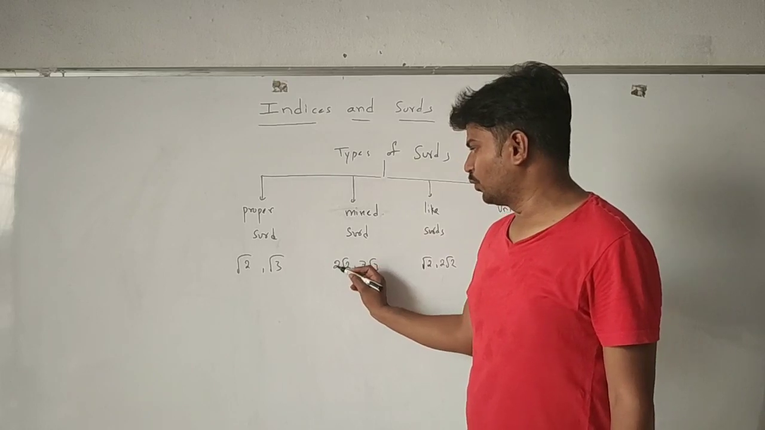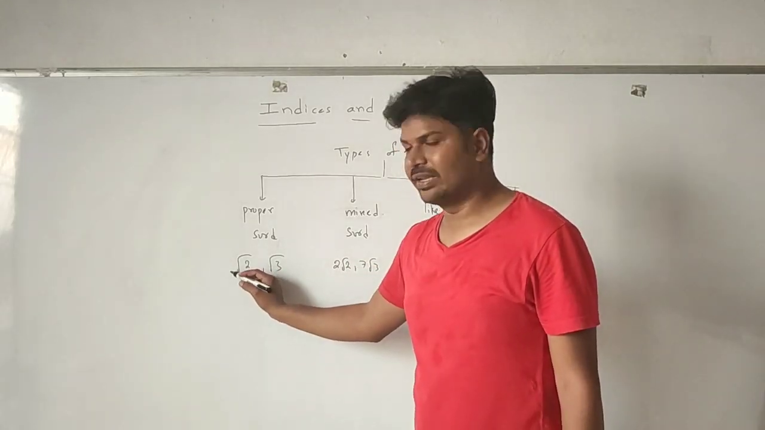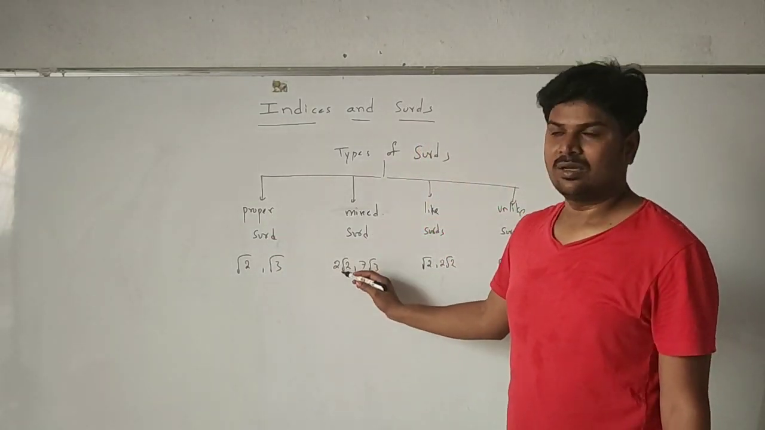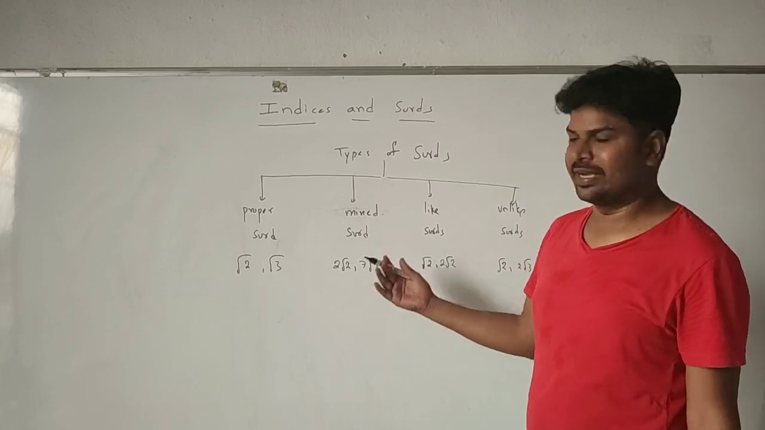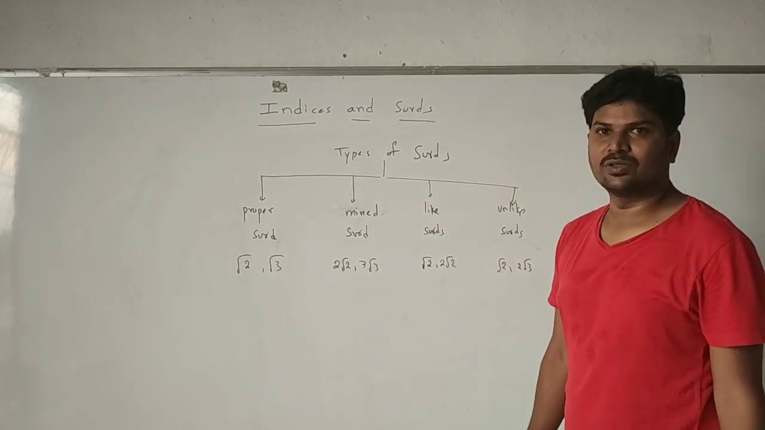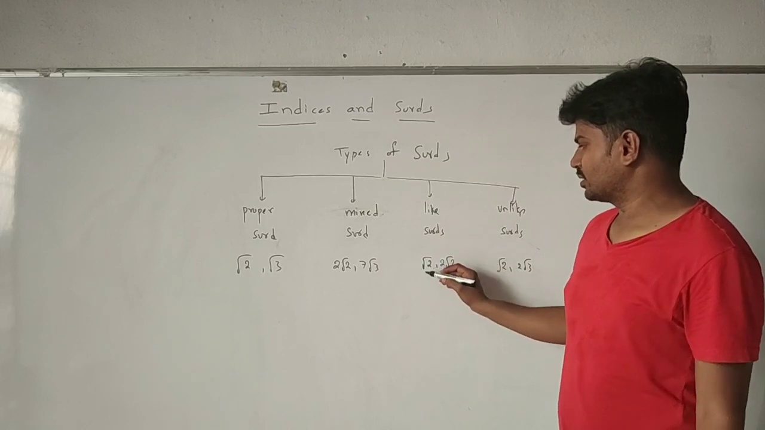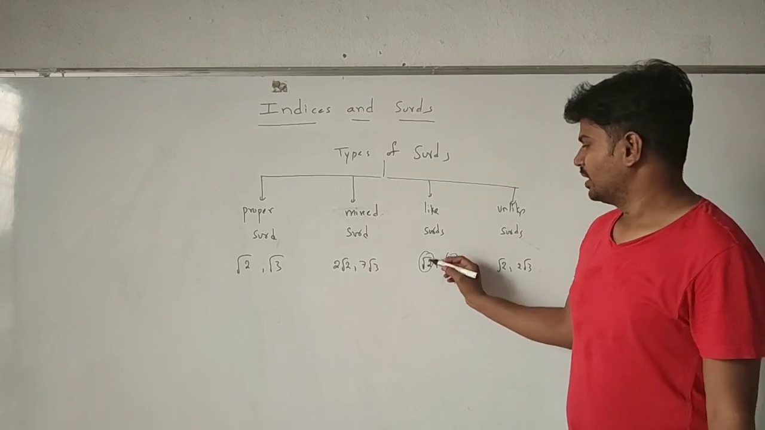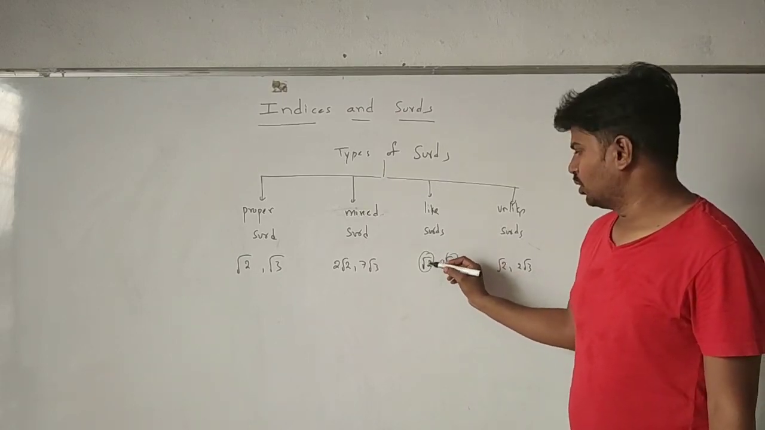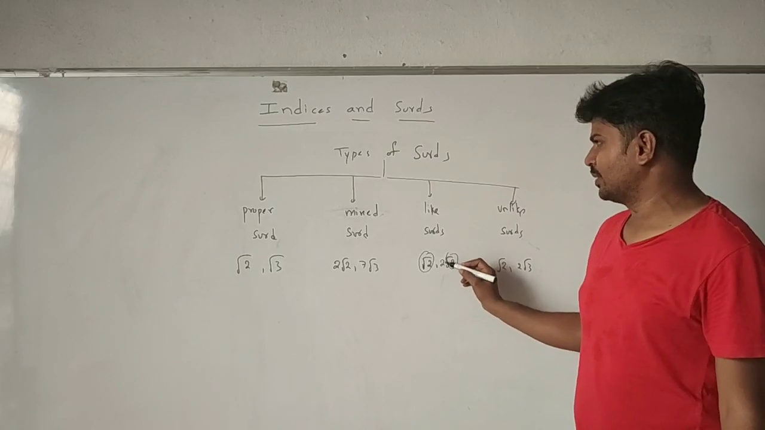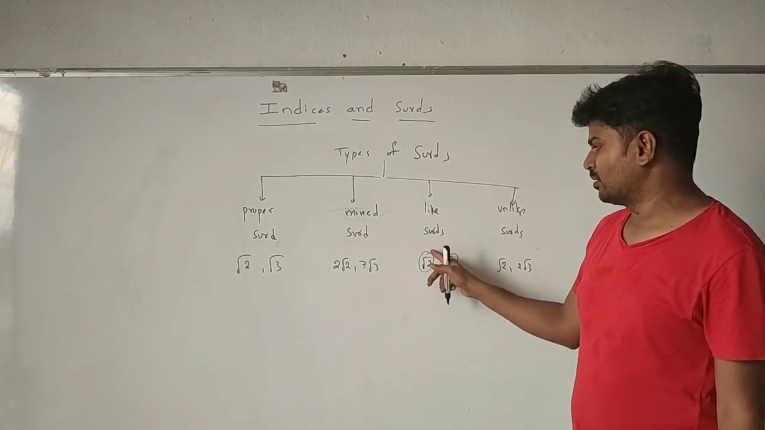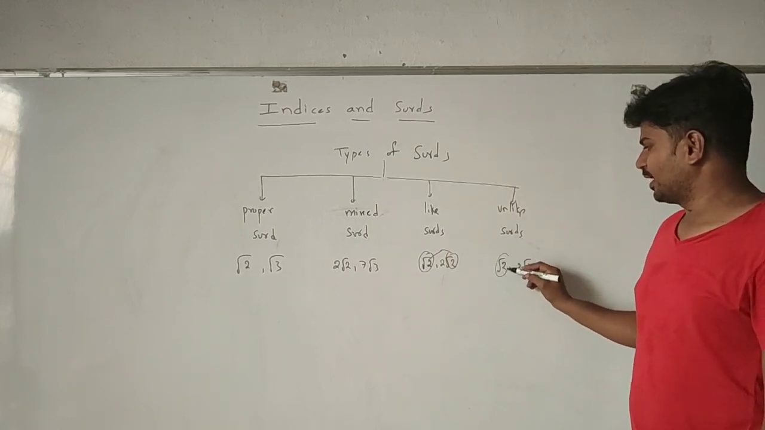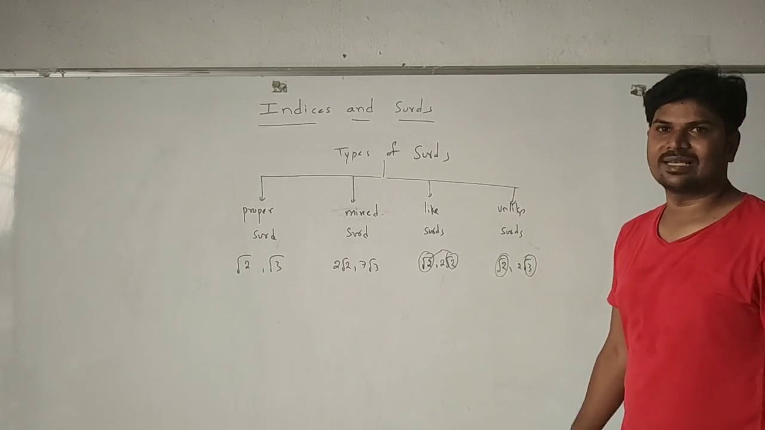Here in front of root 2 we have 2. Here in front of root 2 we have 1. So if 1 is there, it is called a proper surd. If it is not 1, it is called a mixed surd, like 2, 7, it can be any number. What are like surds? Like surds are used for comparing two surds. If two surds have the same surd number, they are called like surds. Here we have root 2, here we have root 2. Though one is a proper surd and the other is a mixed surd, as they have the common surd root 2, we call them like surds. If the surds are different, here root 2, here root 3, then we call them unlike surds.